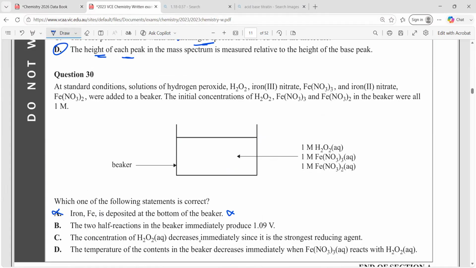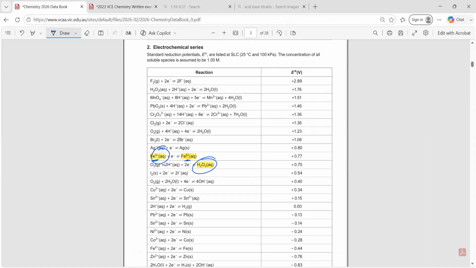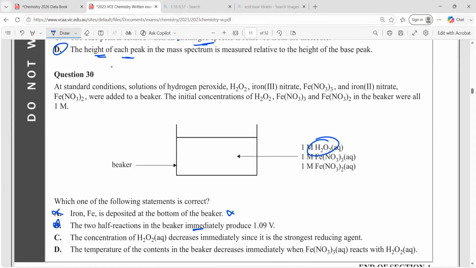The two half reactions in the beaker immediately produce 1.09 volts. Well, first of all, there's no voltage meter here. It's only producing heat energy. Also, it wouldn't immediately produce it, as we know. Notoriously, hydrogen peroxide has a very low reaction rate. Concentration of H2O2 decreases immediately since it is the strongest oxidizing agent. Wait, sorry, is it reducing agent? That is not bad, but I'm not sure about immediately.